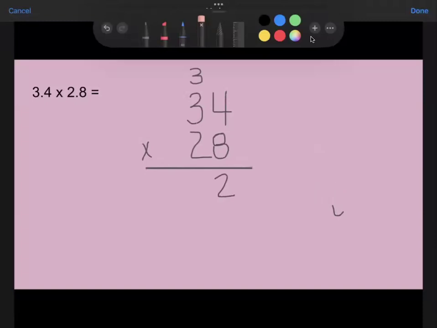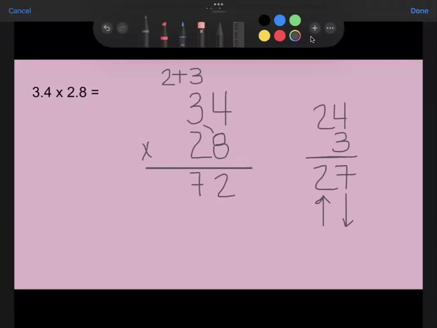Okay, the next thing I'm going to do is multiply 3 times 8, which is 24, and then I'm going to add the 3 that's on the top. So that would give me 27. So again, I'm going to drop the 7 down and regroup the 2. So the 7 goes here and the 2 goes up here. Now, if there's nothing to hold it, it's just going to fall straight down and land right here. So there is my first partial product, 272.